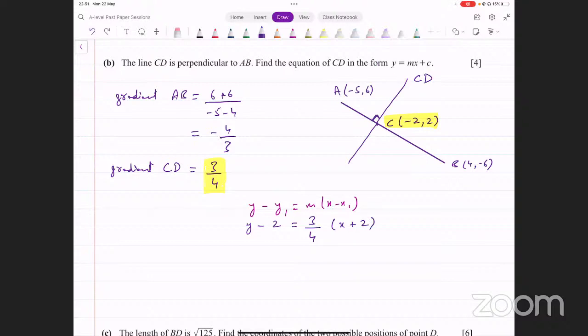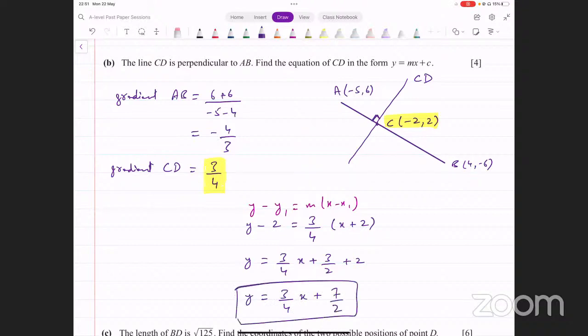We have to make y the subject and see what that gives you. So we have y equals 3 over 4x plus 3 over 2, right? Yeah, 3 over 2 plus 2. And that's going to give us 3 over 4 times x plus 7 over 2. And that's the equation that we were looking for here. Y equals 3x over 4 plus 7 over 2. That's the equation of the line CD.